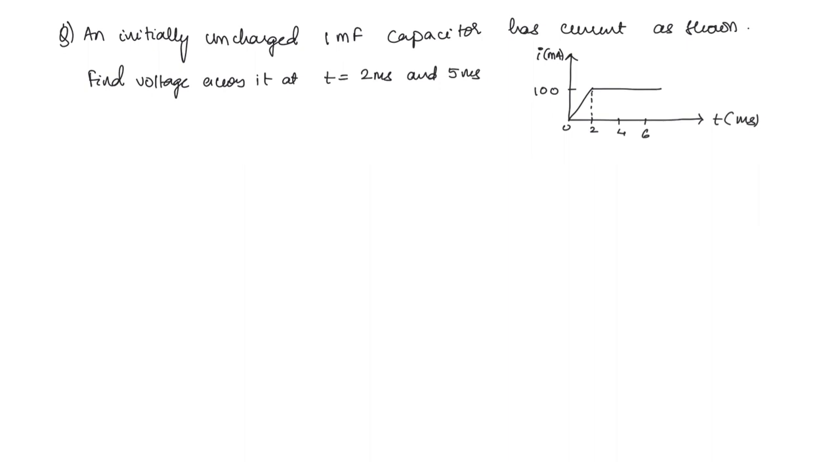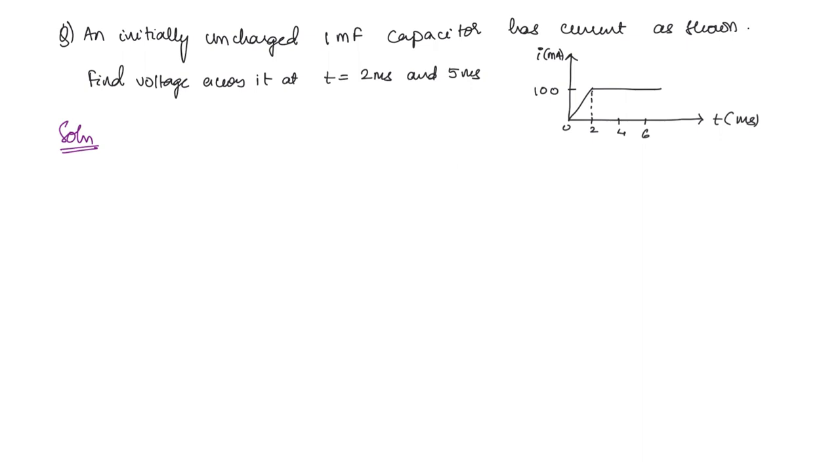Now next, another question. Here it is given that an initially uncharged 1 millifarad capacitor has current as shown. This is the given relation between I and t. Find the voltage across it at t equal to 2 milliseconds and 5 milliseconds. In the previous case the voltage was known and we had to find the current. Here the current is known but in graphical form, and we have to find the voltage. You can pause the video and do it yourself first and then see the answer.